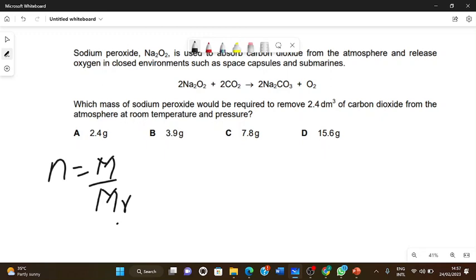So the mass will be equal to number of moles times what? Molar mass. So we can just make each of them the subject of the formula.